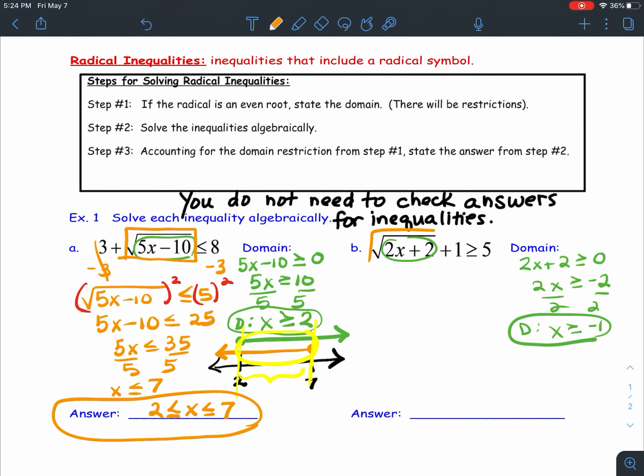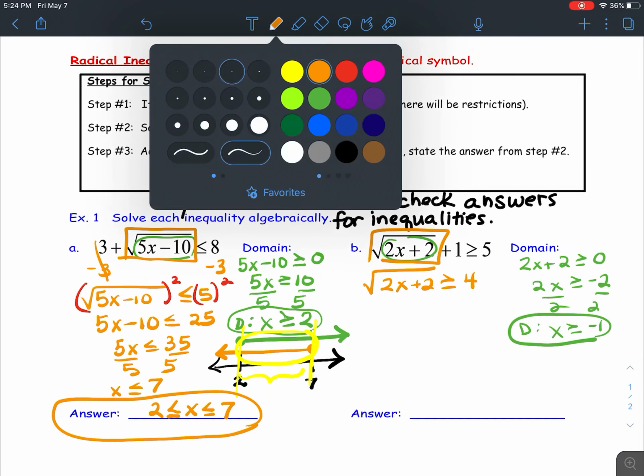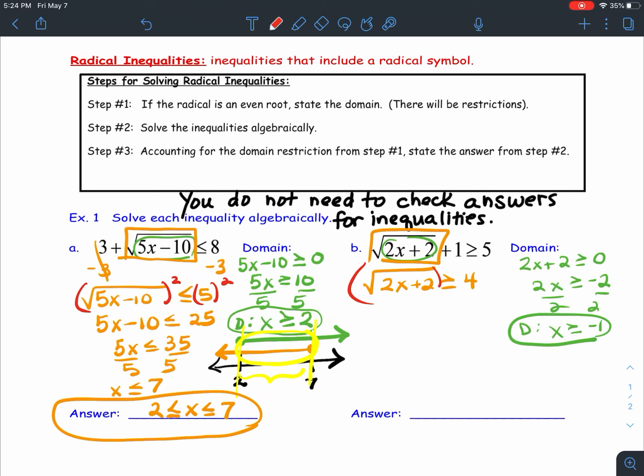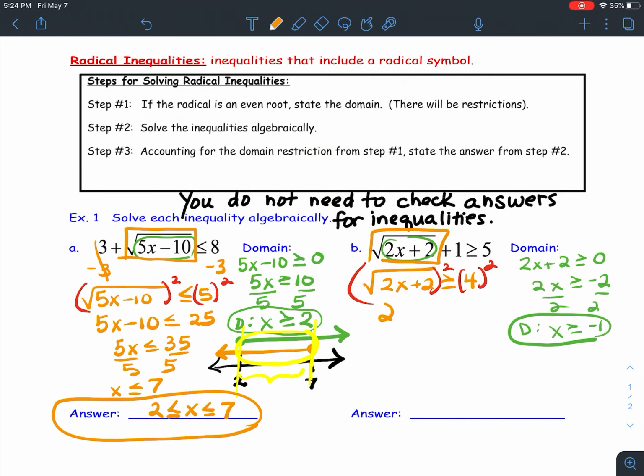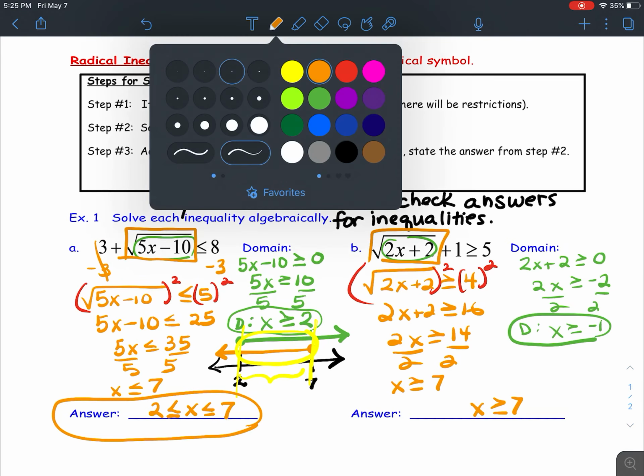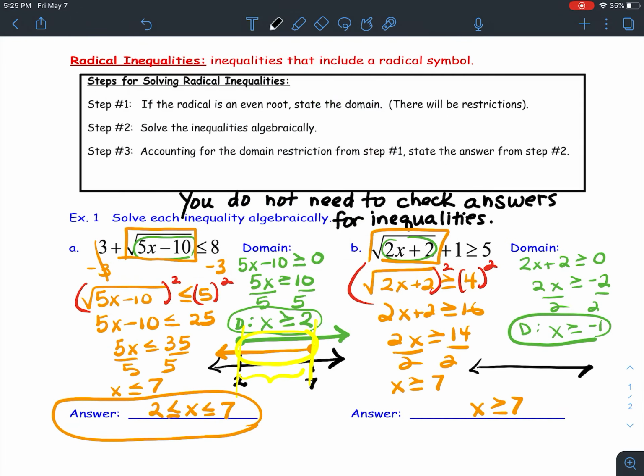Okay, we're going to go ahead and proceed here by trying to isolate our radical symbol here. So I'm going to go ahead and move this 1 to the other side of the equation. I will go ahead and square both sides. That gets rid of the radical symbol on the left. Keep solving this for x, move the 2 over, then divide by 2. I'm going to go ahead and write the initial answer that you get on the line, but we have to account for our domain restriction as well.